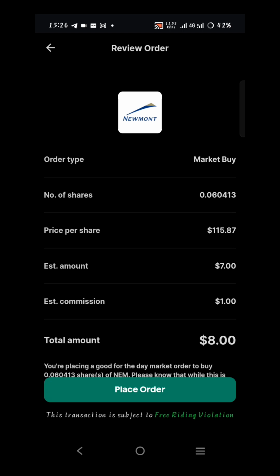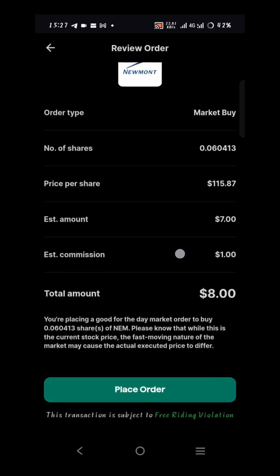Now, I'm buying $8, so I'm buying for $7, and then their own commission is $1, because I'm not buying up to one share. If I were to buy up to one now, they would have charged me the same amount, but because I'm buying less, they're charging me $1 for the transaction. So you can see now I'm buying Newmont, a gold mining company in the US. The number of shares I'm buying is 0.0601413 units. That is the amount that my dollars can afford at the moment.